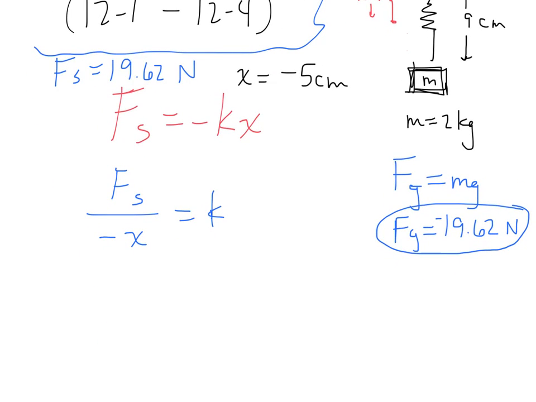So as a result, I can either plug in at this point and leave it with centimeters or convert it to meters. But if I convert it to meters, then my units are newtons per meter. If I leave it in centimeters, my units are newtons per centimeter. It really doesn't matter which way you give an answer, okay, for the K value. It makes no difference here.